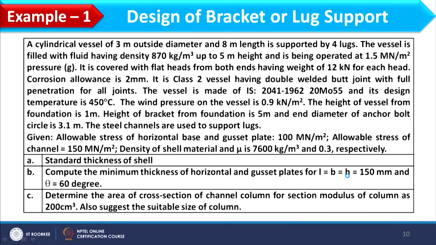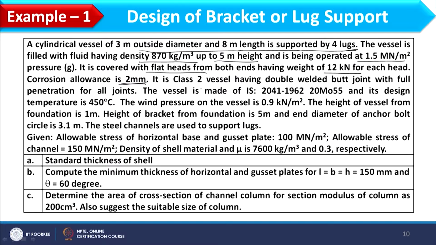Now, we will see a few examples for support design. Here I have example 1, in which a cylindrical vessel of 3 meter outside diameter and 8 meter length is supported by 4 lugs. This example is related to the bracket or lug support which we discussed in the last lecture. The vessel is filled with a liquid having density 870 kg per meter cube up to 5 meter height and is operated at 1.5 mega Newton per meter square gauge. It is covered with flat heads at both ends, having 12 kilonewton for each head.